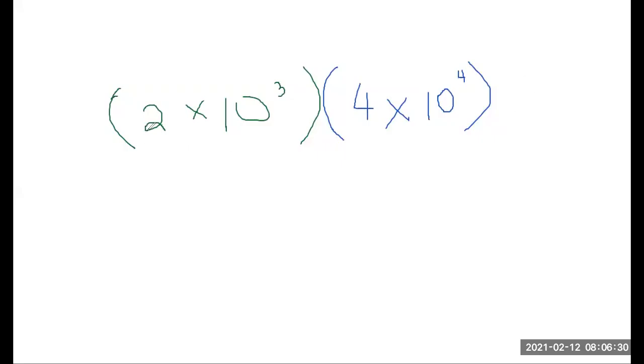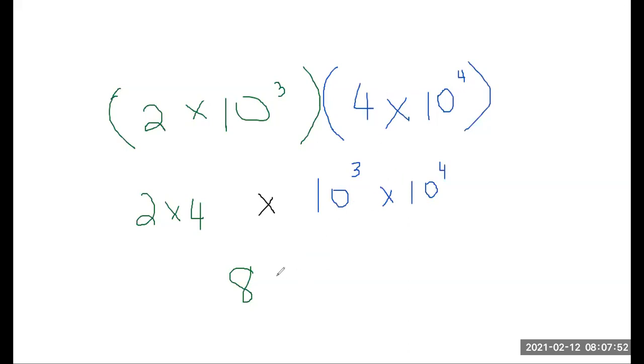The first one is, what is 2 times 10 to the third times 4 times 10 to the fourth? With this type of question, I could multiply 2 and 4, which is 8. And then that's going to multiply by whatever 10 to the third times 10 to the fourth is.